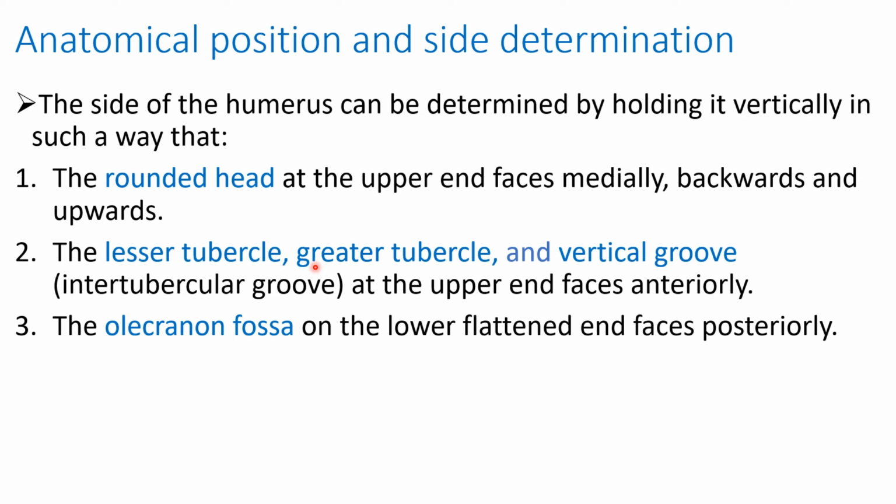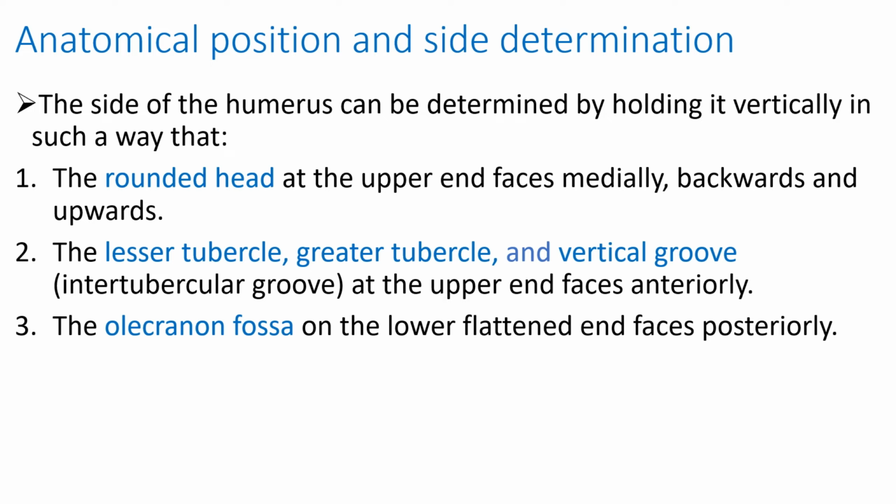Then the lesser tubercle, greater tubercle, and the vertical groove. This we are just talking about the intertubercular sulcus. The upper end will face anteriorly. So this will face the front. Then the olecranon fossa on the lower flattened end will face posteriorly. So the olecranon fossa will face posteriorly.